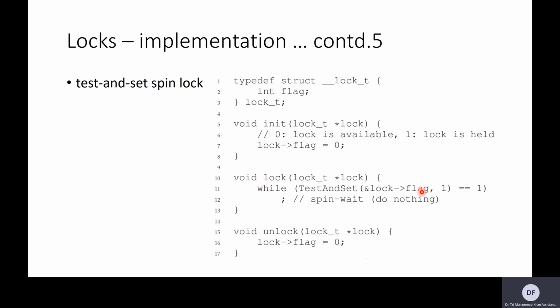Meanwhile, if another thread tries to acquire the lock, it will block because its test and set will return the old value of flag as 1, and as long as this old value is 1, the lock function will spin and the thread will wait for the lock to be free. Okay.